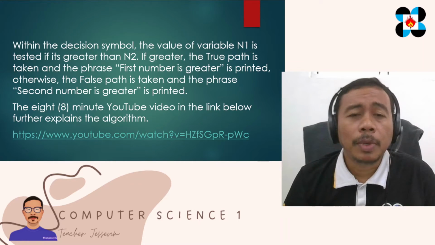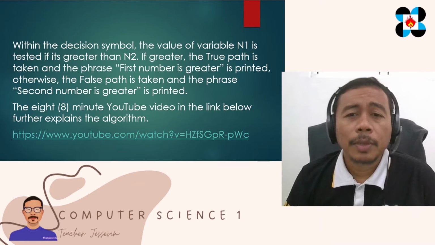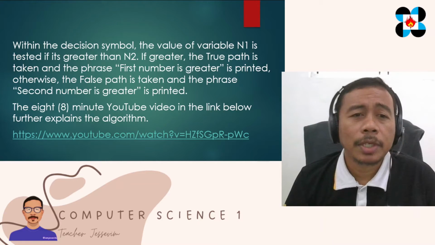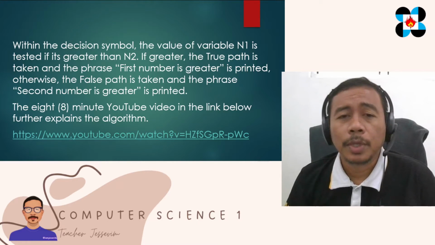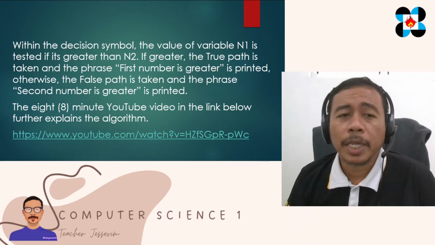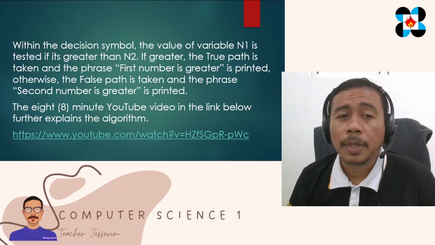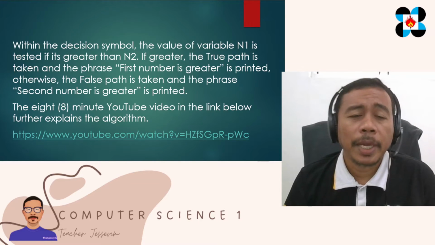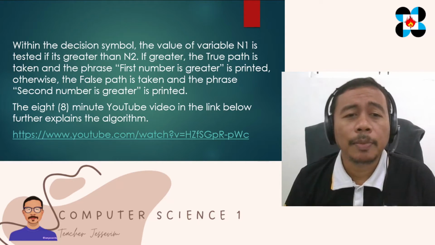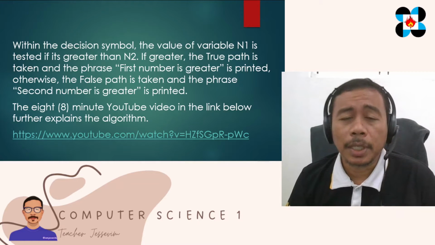Within the decision symbol, the value of the variable n1 is tested if it's greater than n2. If greater, the true path is taken and the phrase first number is greater is printed. Otherwise, the false path is taken and the phrase second number is greater is printed.